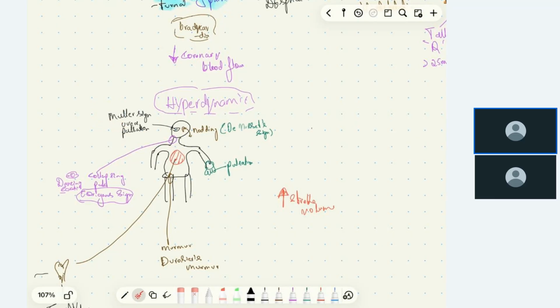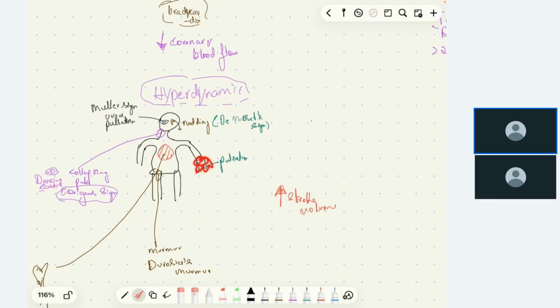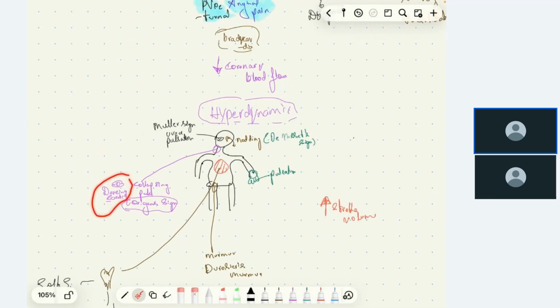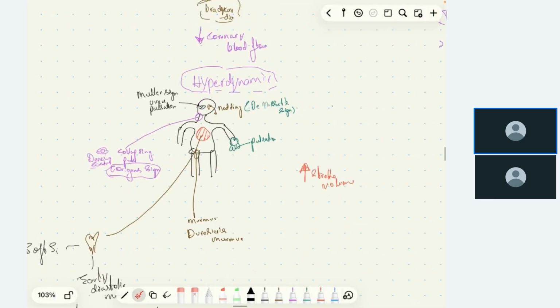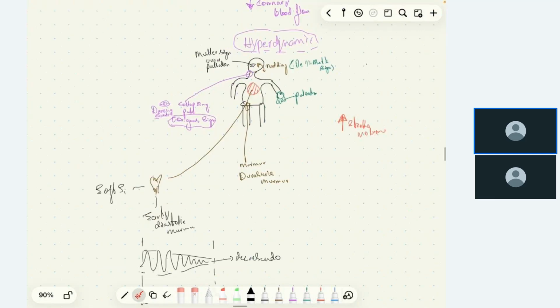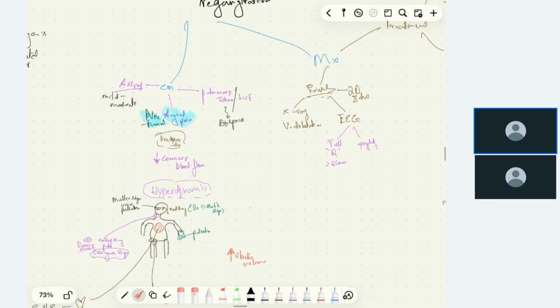The pulse abnormalities, that is collapsing pulse and bounding pulse, we can palpate in the radial artery. Dancing carotid pulse is called Corrigan's sign. And the murmur that we observe over the femoral artery is called Duroziez's murmur. These are all some signs that we see in case of aortic regurgitation.